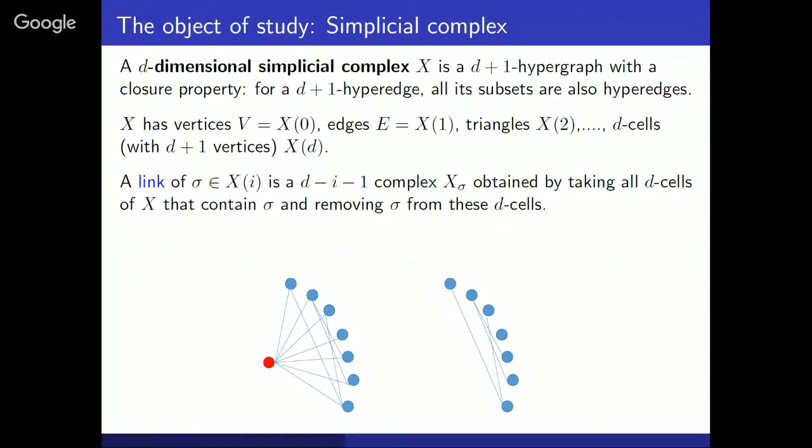So the largest edges are of size d plus one, but it's a specific hypergraph where we want a closure property. If we have an edge of size d plus 1, then all its subsets are also part of our hypergraph. So this is important. This is a simplicial complex. Once we have this definition, we will denote the complex by X, and its set of vertices will be denoted by X0, its set of edges X1, etc., till Xd.